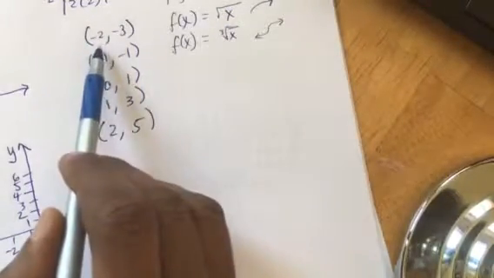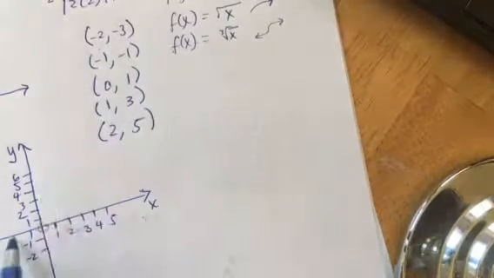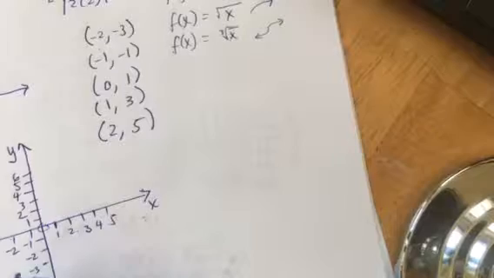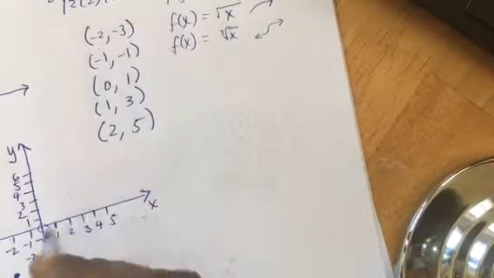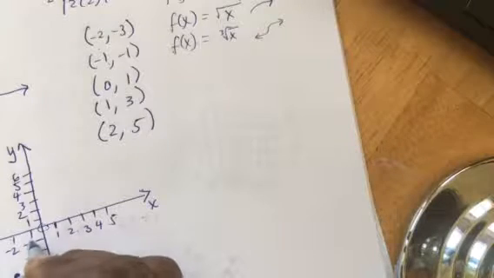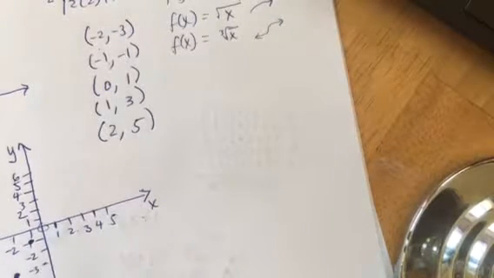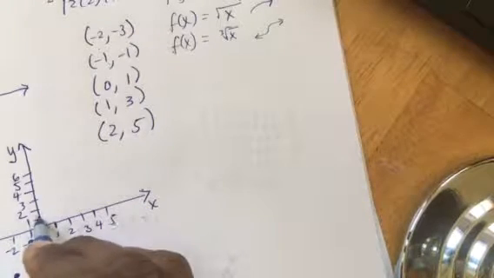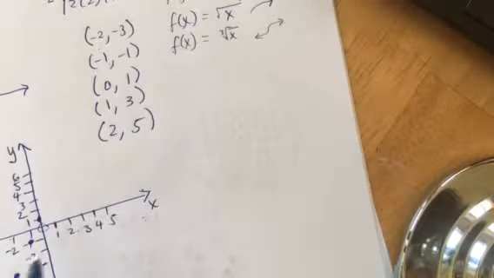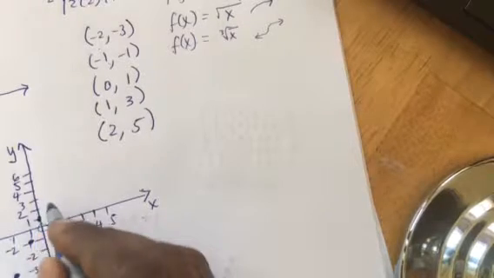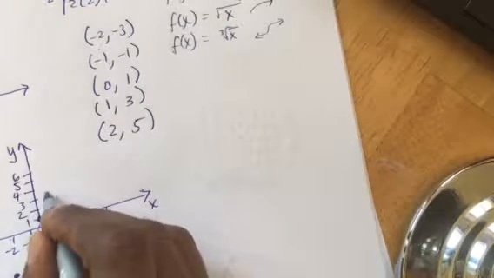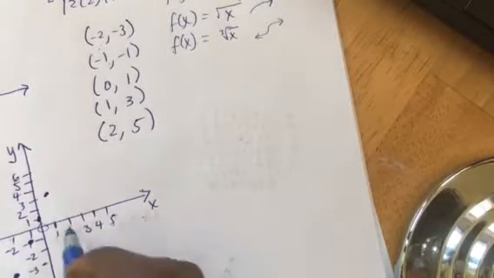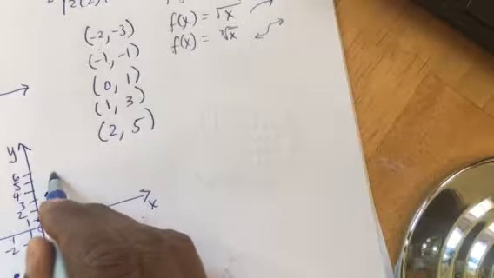So the first point is -2 and -3, so that's my first point right there. The next point is -1 and -1, so that is right there. The next point is 0 and 1, so that will be right there. The next point is 1 and 3, that will be right there. And the next point would be 2 and 5, that will be right there.